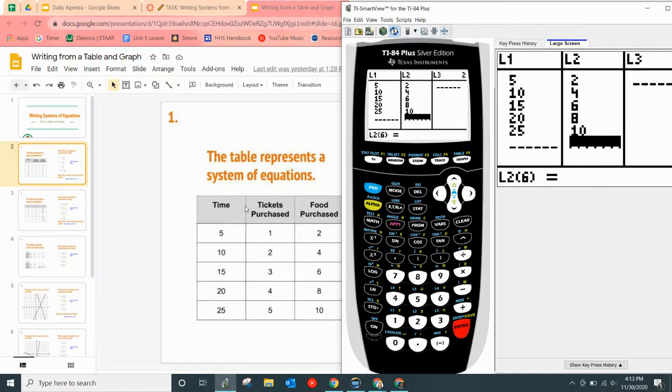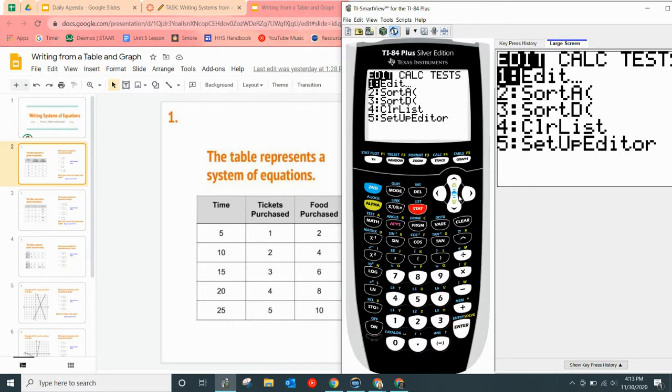So right now, they've given you x values for both equations. Now I want to use my second set of y values, and that's going to give me my second equation. So you have to remember that if they give you a table like this, x is always first, and then these are your first y's, these are your second y's.